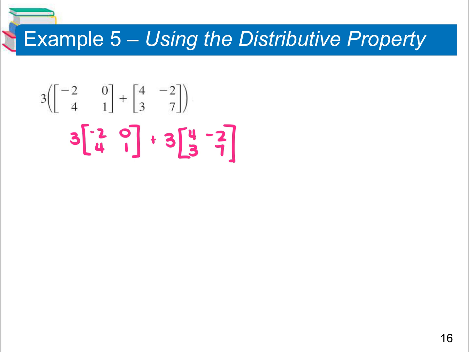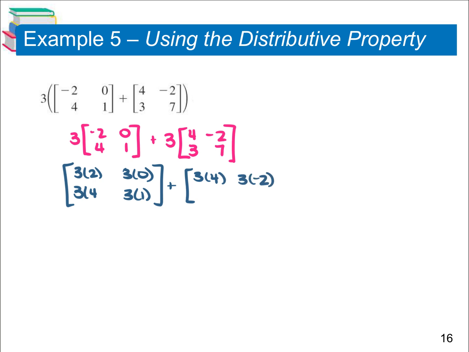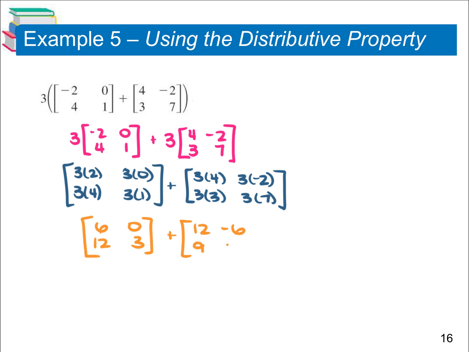The 3 times negative 2 is, the 3 is going to multiply by the negative 2, the 0, the 4, and the 1. The other 3 will also multiply by the 4, negative 2, 3, and 7. So this will give us 6, 0, 12, 3 for the first matrix, plus 12, negative 6, 9, 21.